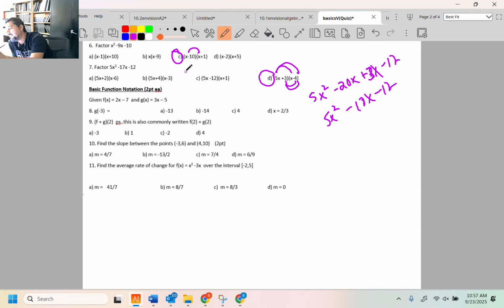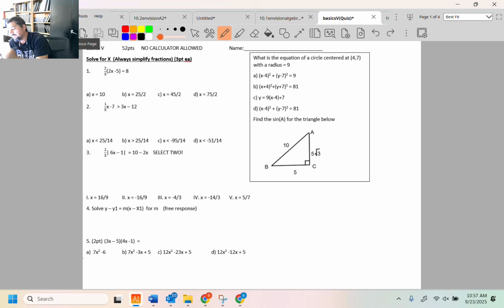Because again, FOILing, x times x is x squared, plus an x. Draw the stupid arrows. Minus 10x, minus 10. And guess what x take away 10x is? It's negative 9x, children. I'm making these easy by making a multiple choice. I'm trying to get you to FOIL. Keep moving backwards. 5 is literally FOIL.